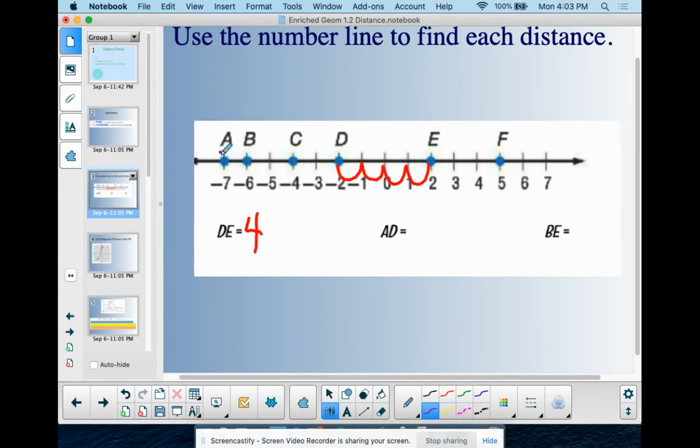AD, 1, 2, 3, 4, 5. And then lastly, BE. Here we go. 1, 2, 3, 4, 5, 6, 7, 8. Right, nothing fancy there. Just counting the spaces between our endpoints.